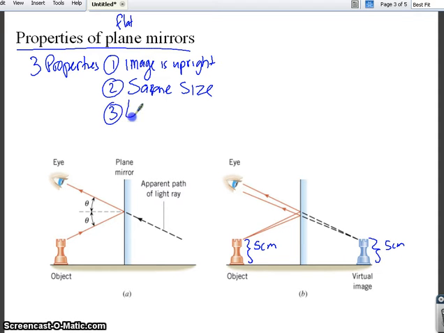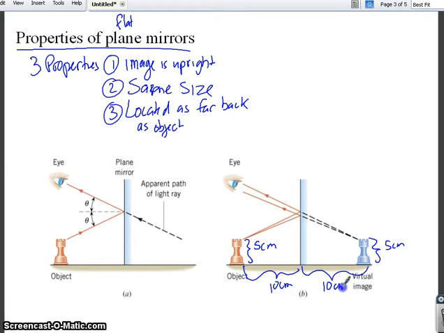And the image is located as far back as the object. So if this was, we'll say, 10 centimeters away, then this would be 10 centimeters away, just to give a random number there. Now, these are all things that you probably know but never thought of, because you've looked into a mirror many times. We all have. But this just sets the tone. We're going to be talking about if an image is upright or not, if an image is the same size or not, and where the image is located in relation to a mirror.